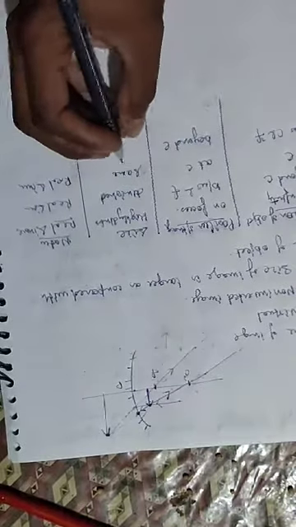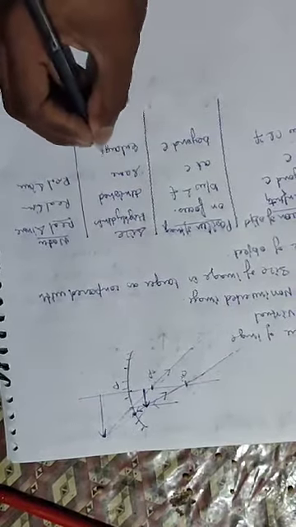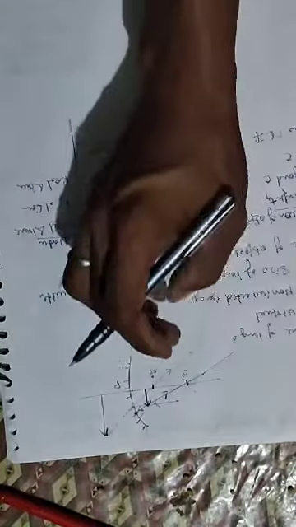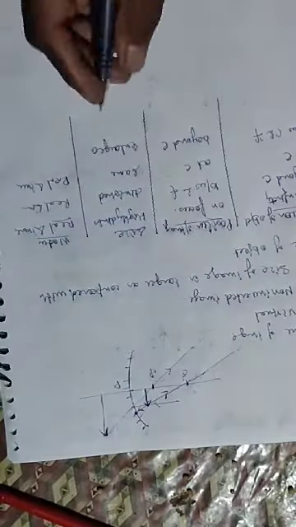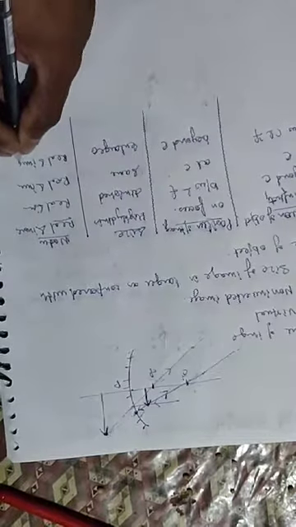And the size of the image will be enlarged. Means the size of the image will be large as compared to that of the object, and it's the same: real and inverted.